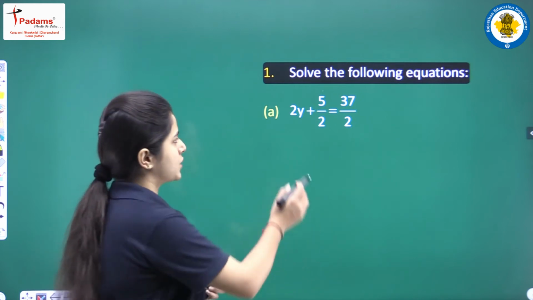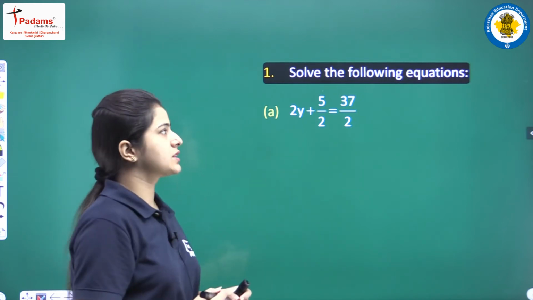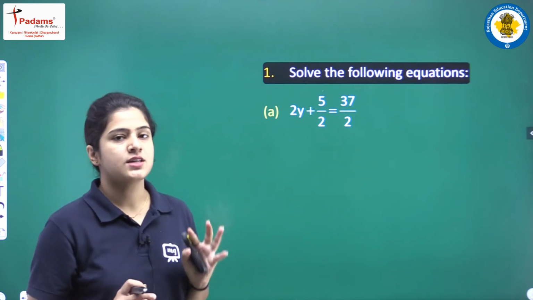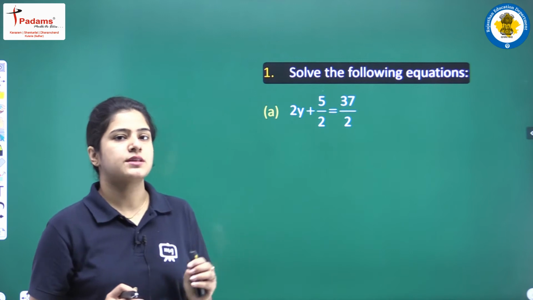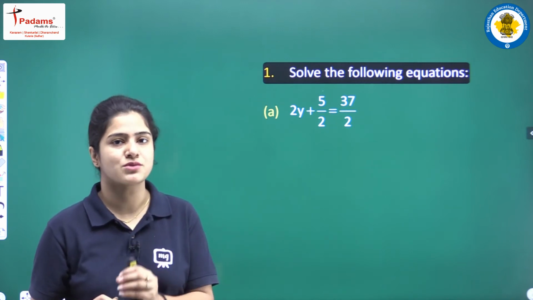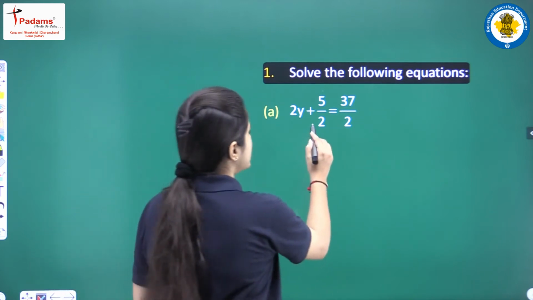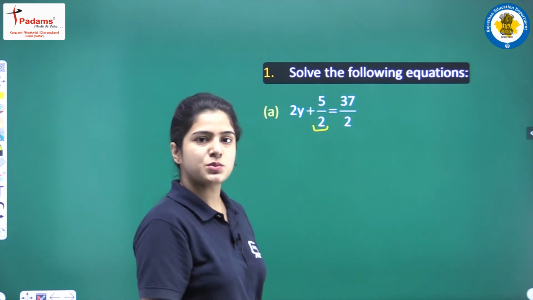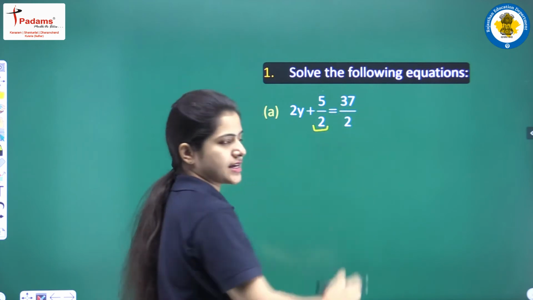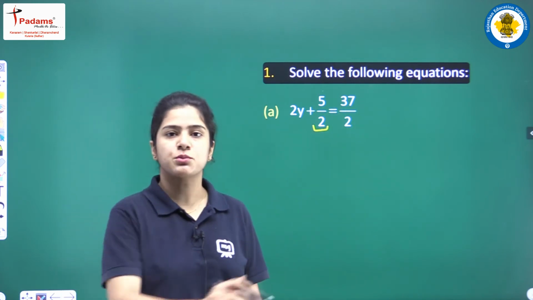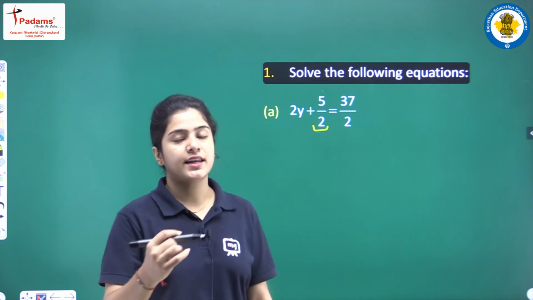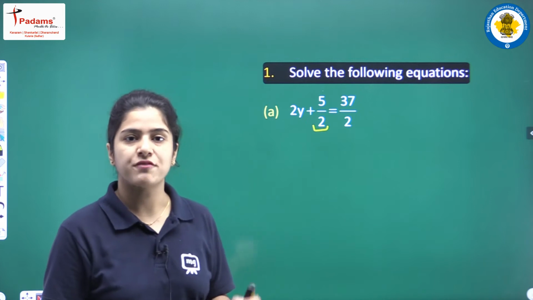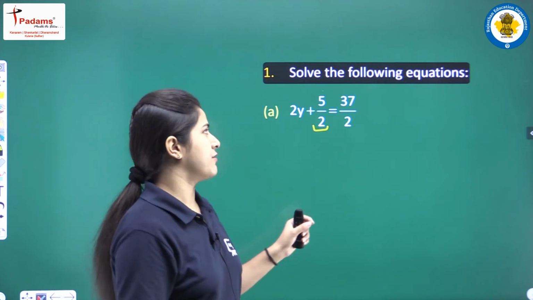Okay students, so this is 2y plus 5 upon 2 is equals to 37 upon 2. First of all, we have to separate the variable, right? So to separate the variable, firstly we need to separate the things that are in addition or subtraction. So we have to shift this 5 upon 2 from the left hand side to the right hand side. Basically we have to transpose this to the right hand side. And if we transpose it, what do you need to do? You have to make it minus 5 upon 2, right students?